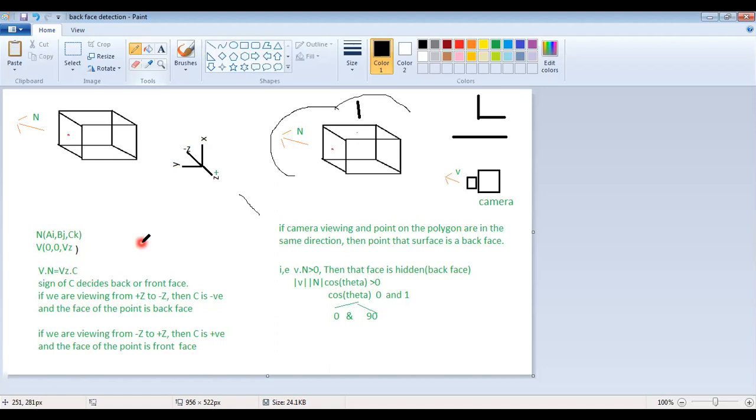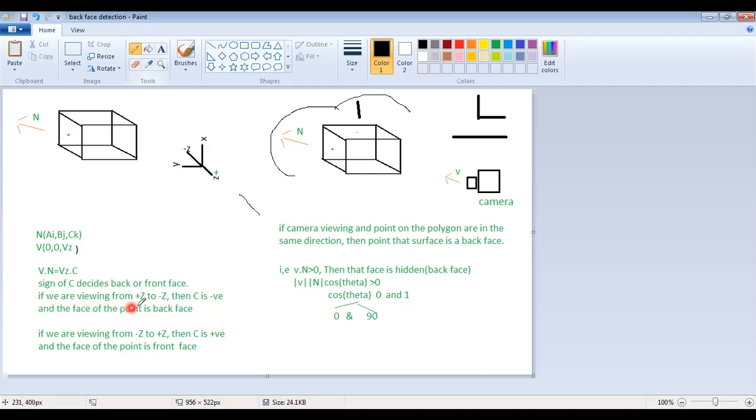Right? So now, based on this, how do we decide whether it's a back face or a front face? The sign of c decides the back face or front face here. So what is the sign of c? The sign of c means it is plus or minus. Let us see what is the expression for that.